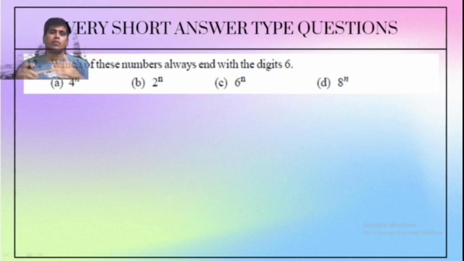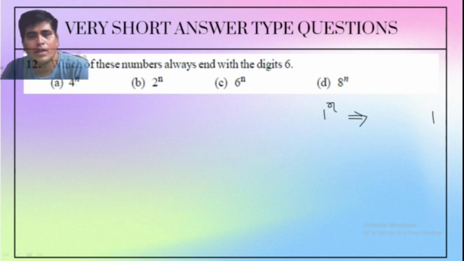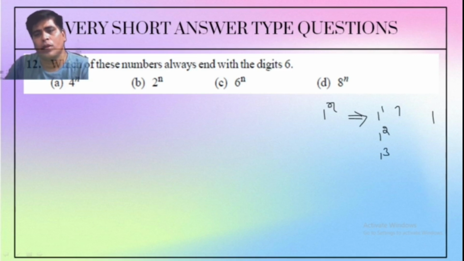Next, which of these numbers always ends with the digit 6? 3 numbers are there, very peculiar numbers. One is 1 power n. 1 power n always ends with 1. So 1 power 1, 1 power 2, 1 power 3, whatever the power n is, it ends with 1. So 1 is a peculiar number.